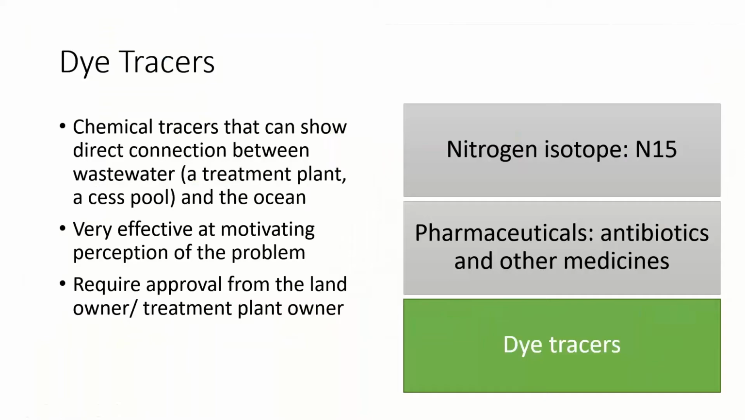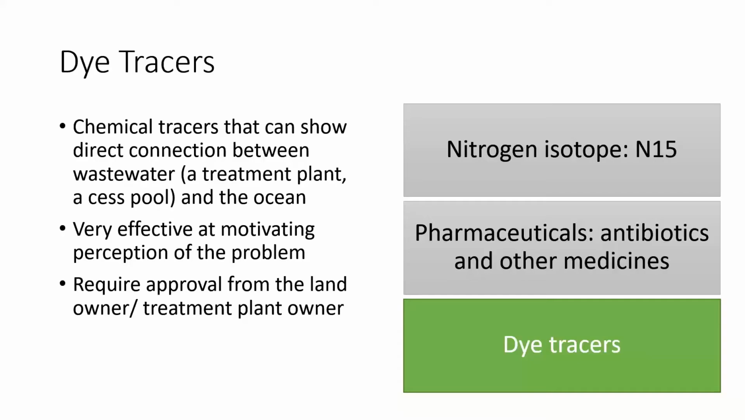The last type of technique for tracing that I'm going to talk about is dye tracing. And dye tracing is really, really visual. So you put a bright dye directly into your wastewater treatment system, either into your cesspool, into your septic tank, or into your wastewater treatment plant. And then you try to detect it downstream, either visually or using some sort of equipment.